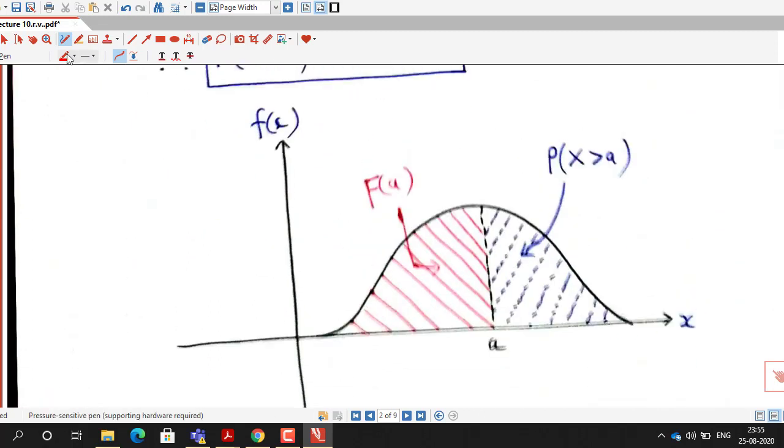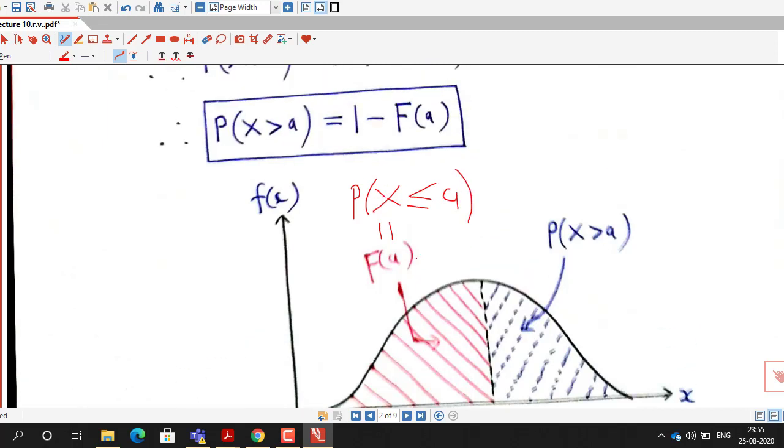Suppose this is the graph of the probability density function of a random variable capital X, and suppose this point is small a. The area to the right of a is given by the probability that capital X is greater than a, and as we discussed, the area to the left of a is nothing but the probability that capital X is less than or equal to a, which by the definition of CDF is equal to F of a.